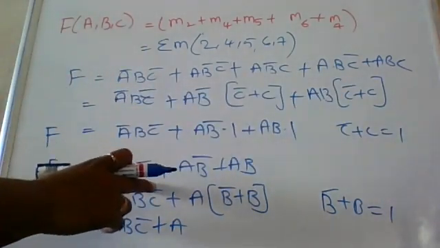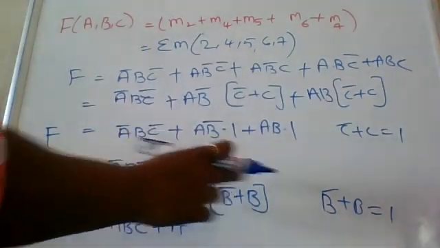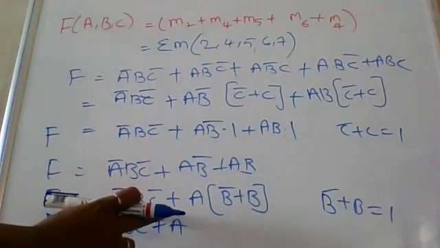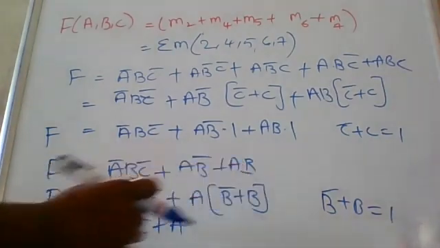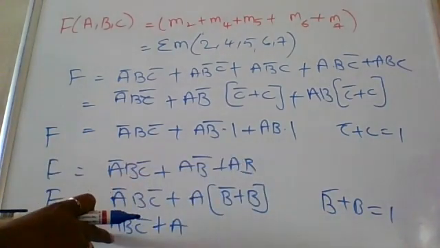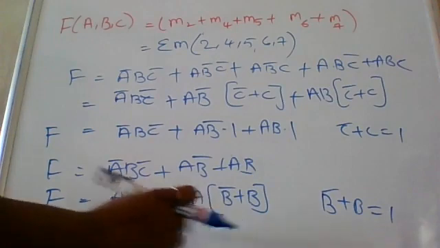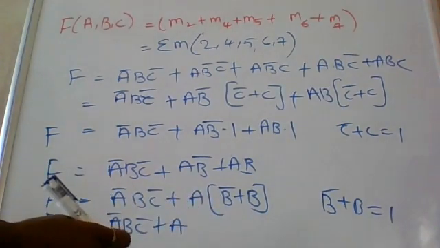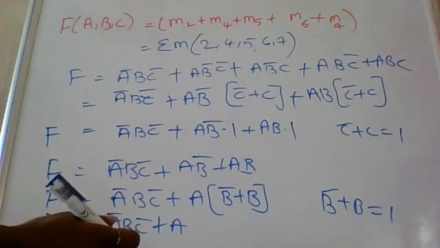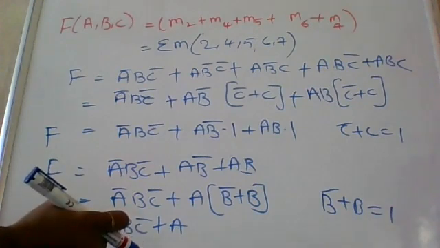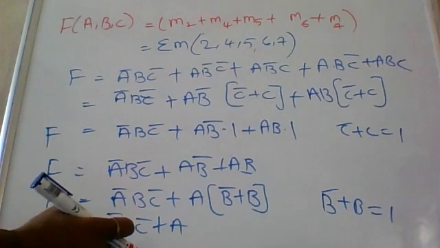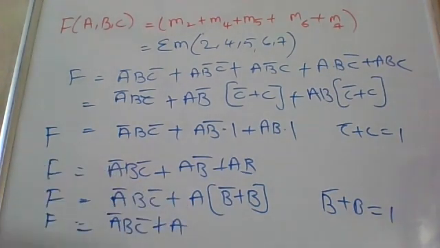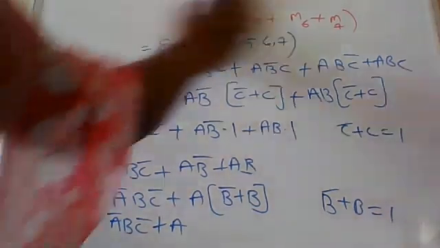Next A bar B C bar. Next A B bar plus A B. In these two, A is common: A bar B C bar plus A into B bar plus B. Next, from the last, A bar B C bar plus A. This is the final expression. This is also called the minimal expression.